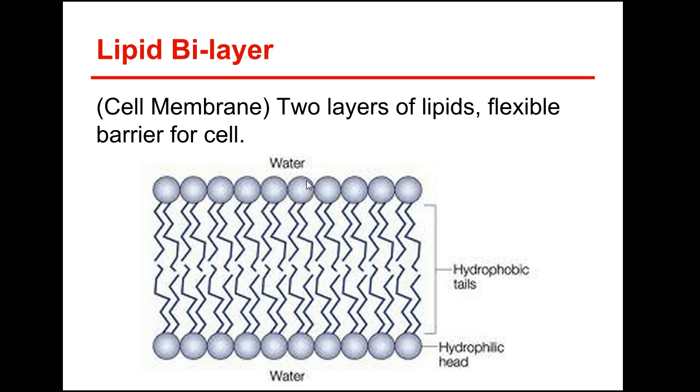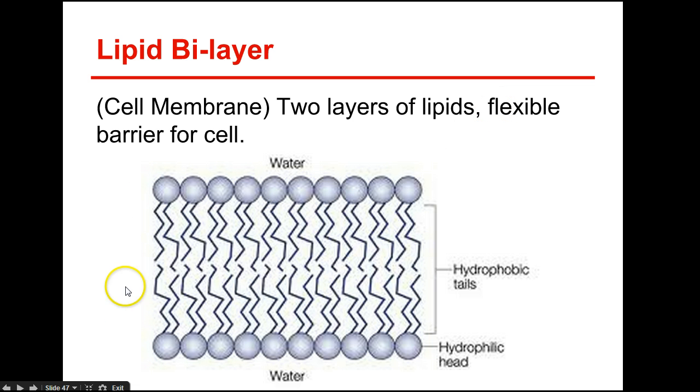First term for you to know, lipid bilayer. Now I know that we talked about this in the first unit. We called it a phospholipid bilayer. Okay? Remember, lipids are fats, and bi means two layers. It's just another word for your cell membrane. Now it's composed of two layers of lipids, and this is the flexible barrier for our cell.